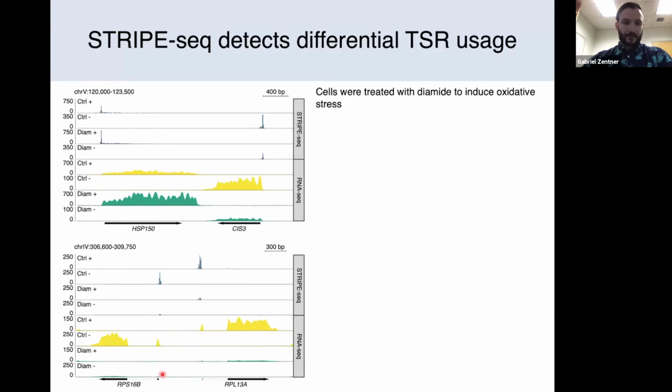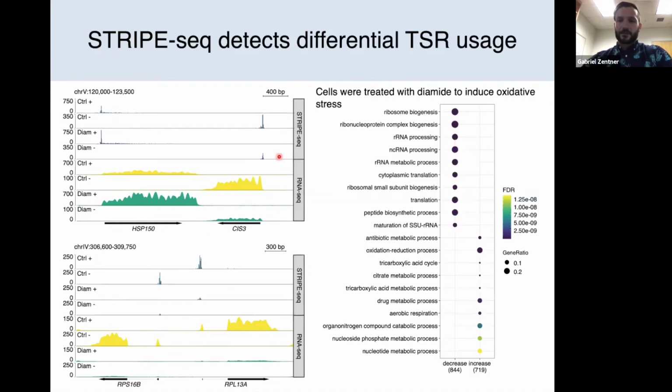And second, we have a divergent pair of ribosomal protein genes, both of which display reduced initiation and reduced transcript levels upon diamide treatment, which is consistent with previous studies showing that protein synthesis is largely repressed in response to oxidative stress. To drive that home, we did gene ontology analysis of the genes associated with transcription start regions that were differentially used between control and diamide stressed cells.